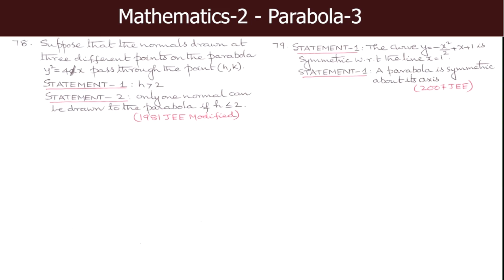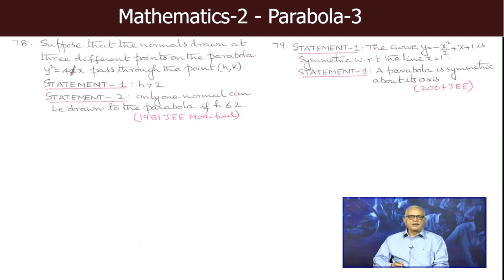Next. Well, these are the assertion reasoning questions. 78. Suppose that the normals drawn at 3 different points on a parabola y square equal to 4x pass through the point (h, k), that is given.